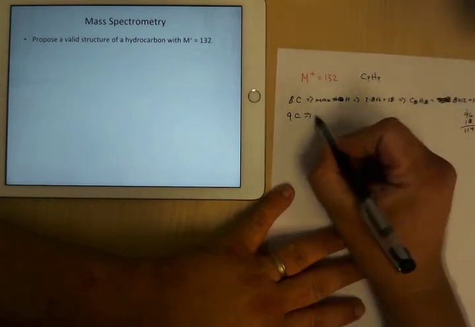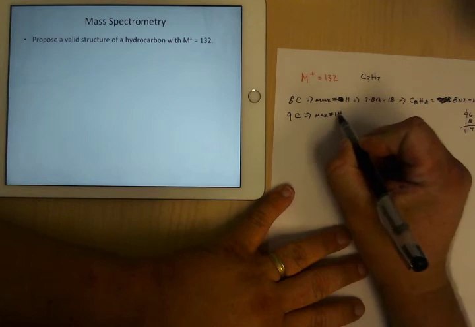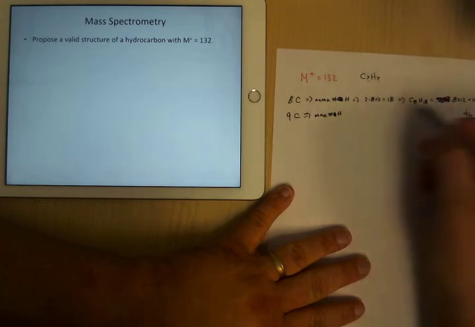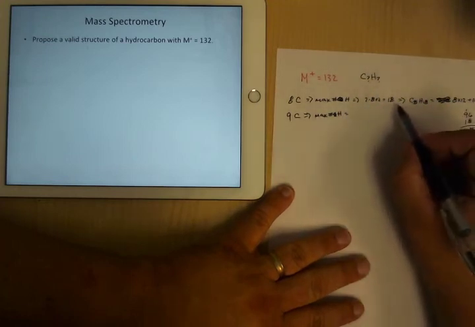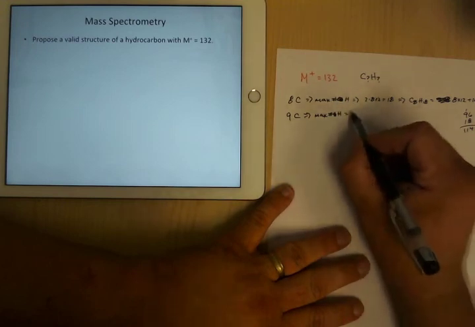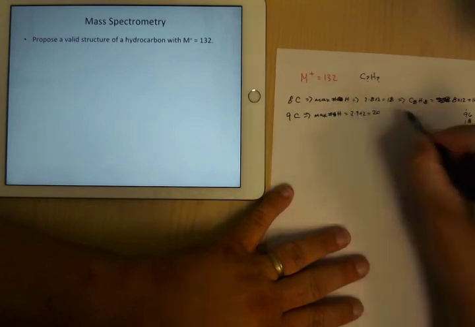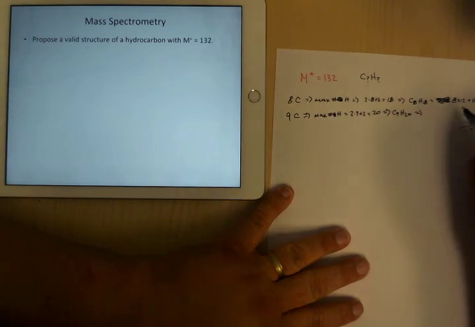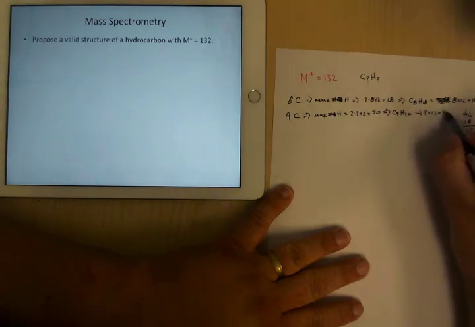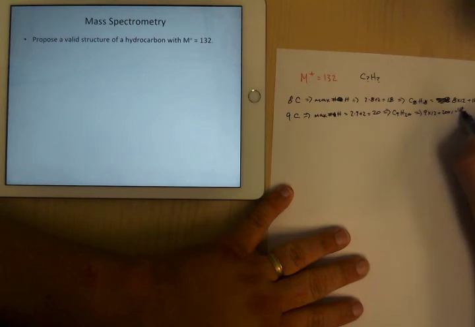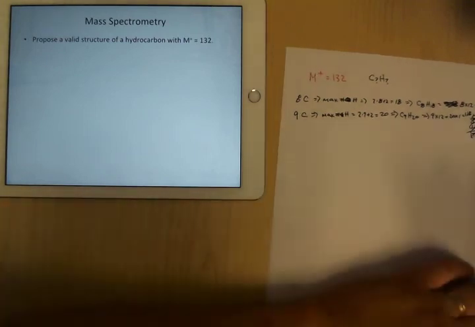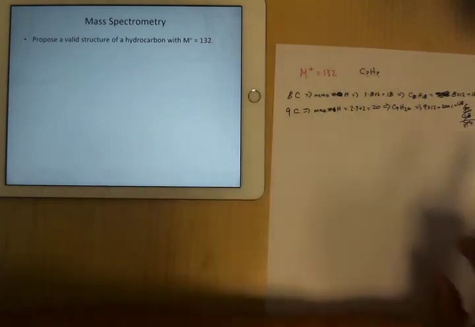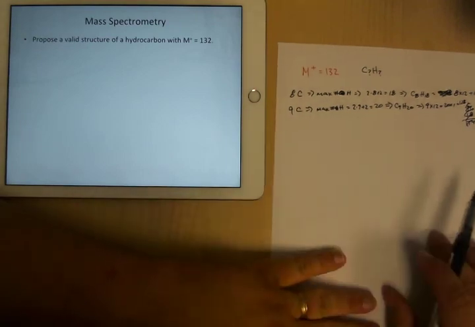What if we had 9 carbons? Then the max number of hydrogens would be 2 times 9 plus 2, so it would be 20. That would be C9H20, which is 9 times 12 plus 20 times 1, so that's 128. It would be great if we could just pack on 4 more hydrogens and that's it. Well, it turns out we can't.